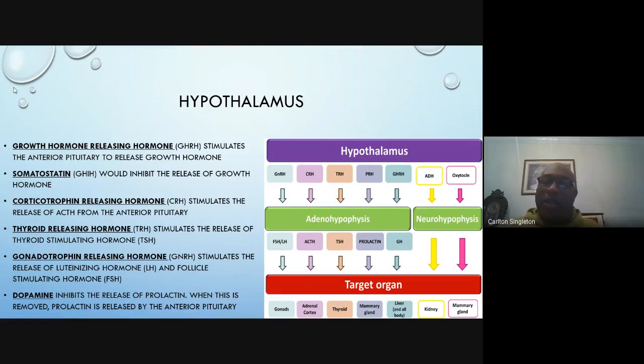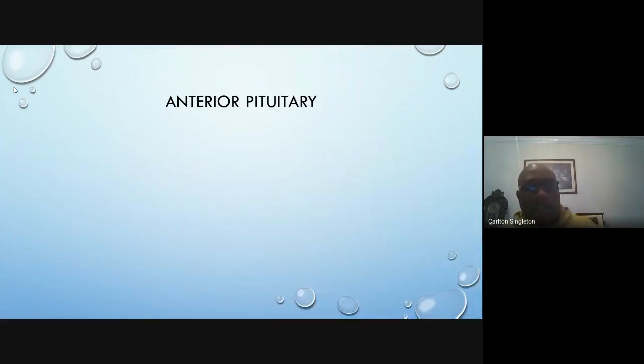So dopamine only inhibits. There is a prolactin releasing factor. I'm not going to get into it. It's really weird how it works, so I'm not going to talk about it in this class. Okay, so move on to the anterior pituitary. You've already seen this stuff before. I'm going to go through it with you really quickly, though.